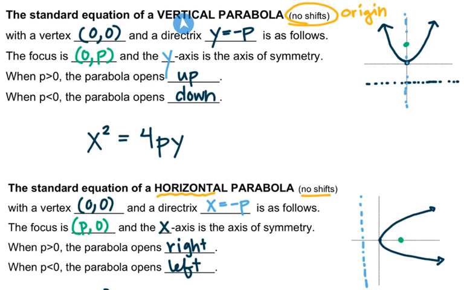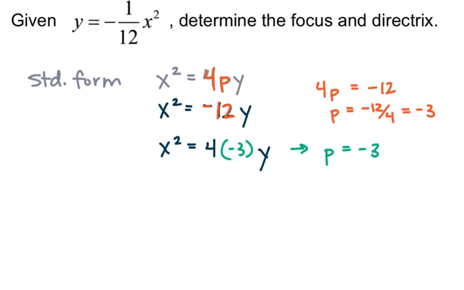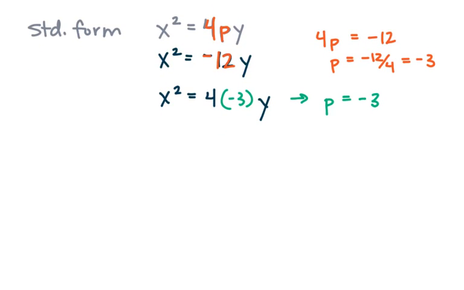So we have a vertical parabola. What does it mean when p is negative? That means the parabola opens down. So rather than just, again, reciting all of these details, I'm going to kind of sketch what we have. We have a parabola opening down. There's no shift, so we know that the vertex is at the origin.